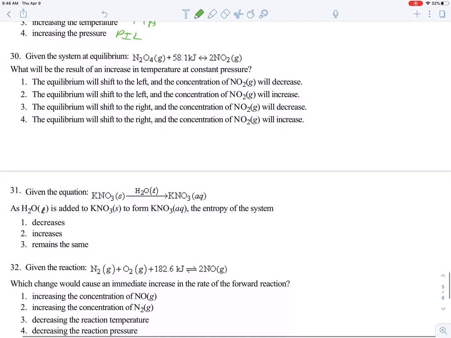What would be a result of an increase in temperature? So this is TIA. So here's my heat. If this goes up, I would shift to the right. So that eliminates choices 1 and 2. And what happens to NO2 when I shift to the right? Well, the arrow is now pointing towards the NO2, so it's going to go up. Why? Because the forward reaction is making more NO2.